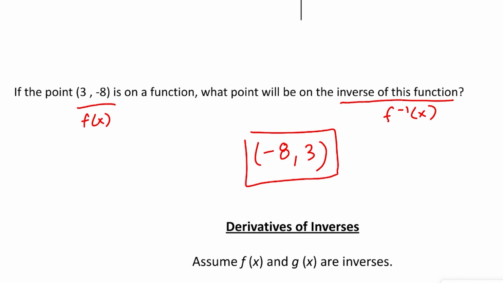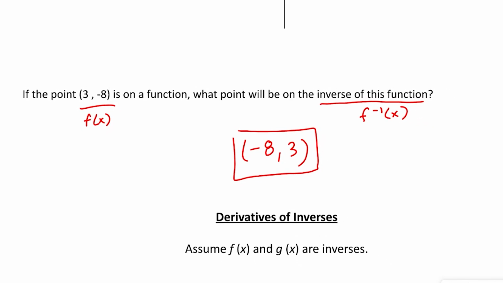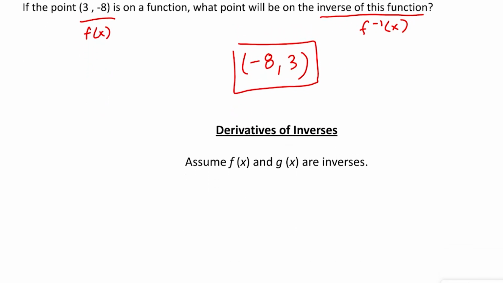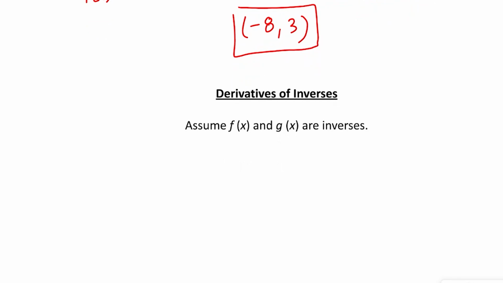Okay, so that's a little quick review of Algebra 2. But let's get into why we're all here, which is to find out about the derivatives of these things. So I want to try to show you why the derivative rule is what it is. I know we don't do this for all the derivative rules, but I think sometimes it's valuable. So let's just assume that f and g are inverses. In other words, g we're defining as the inverse of f. Okay, so we're just going to let this be true.